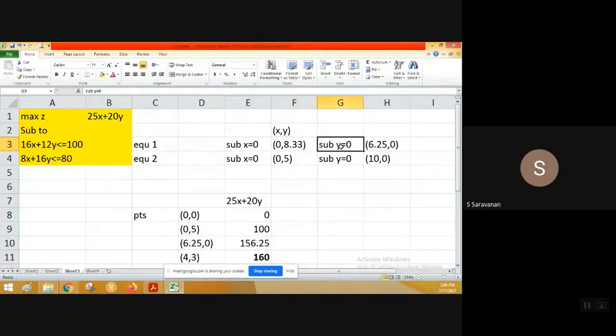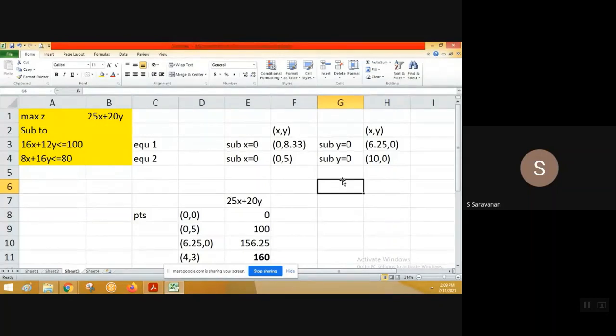Then substitute y equal to 0 in the same equation. When you substitute y equal to 0, this 12y will become 0. So 100 divided by 16 will be 6.25. Again the x comma y coordinate will be 6.25 comma 0. So with equation 1, you have two coordinates: 0 comma 8.33 and 6.25 comma 0.